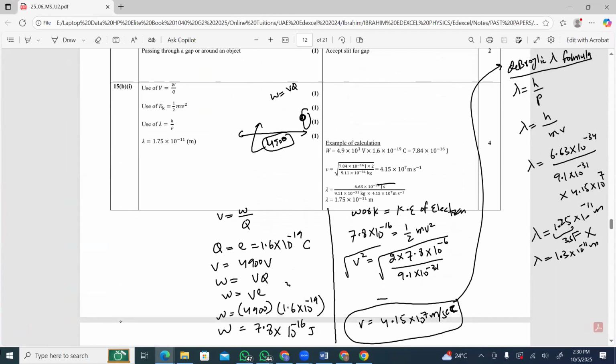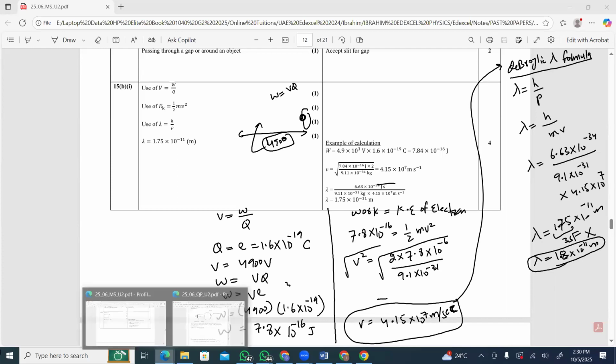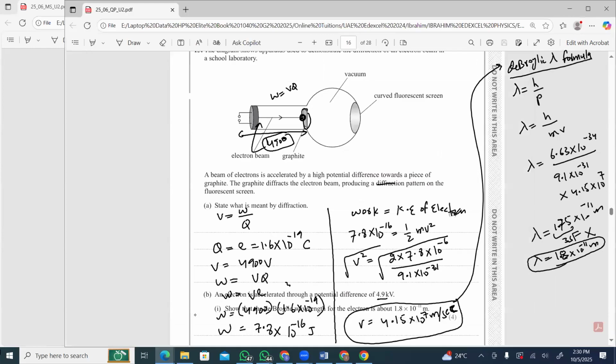1.75. Oh yeah, 1.75. It's not 1.25. It's 1.75. Yeah, sorry. So 1.75, and it should be rounded off to 1.8 because the significant figures in the data are 2. So I believe it will be the right way to mention this.